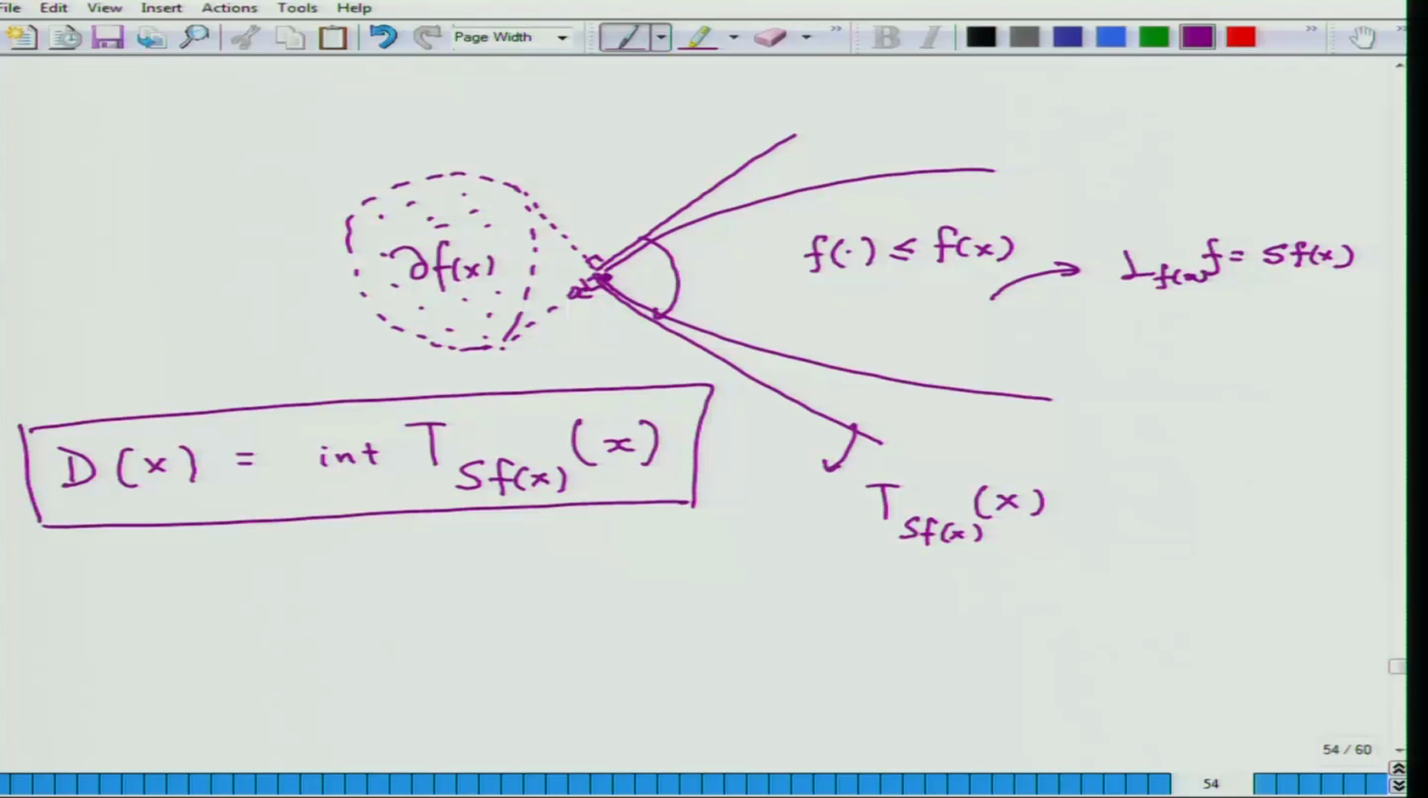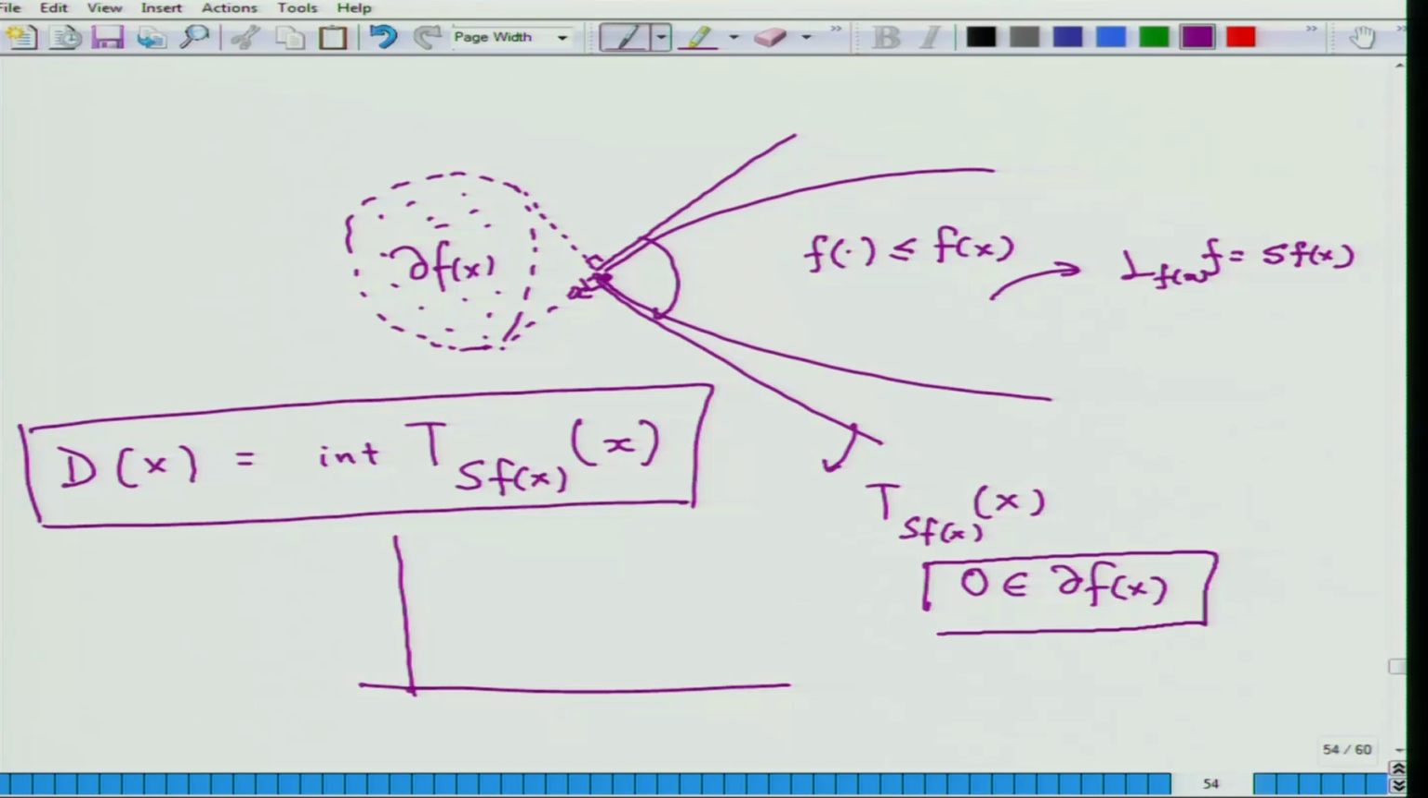But there is another way of looking at it also. Basically what you want is to find a point. The goal is this: find an x such that this happens, but it is not so easy to find an x. Suppose you find an x for which this is your del f x here, but 0 is not in it, 0 is here.